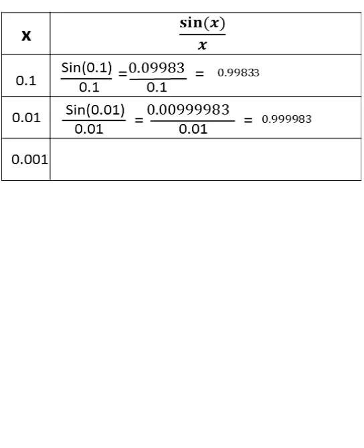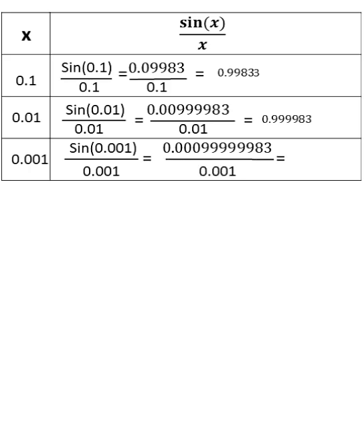which equals 0.99983. And lastly, when we substitute the final value of x in the function, we have it as sine of 0.001 over 0.001, which equals 0.000999998 over 0.001, which equals 0.999998. So the values of sine x over x are changing from 0.9983 to 0.99983 and 0.9999983 when x approaches 0.